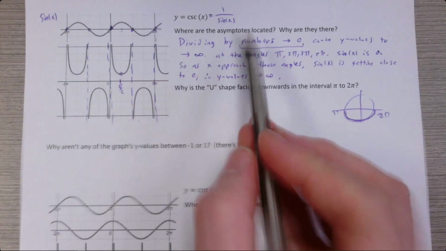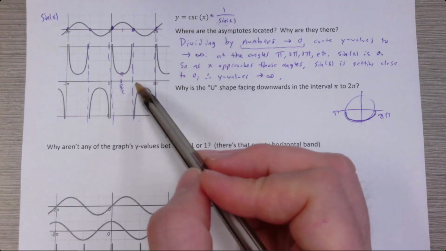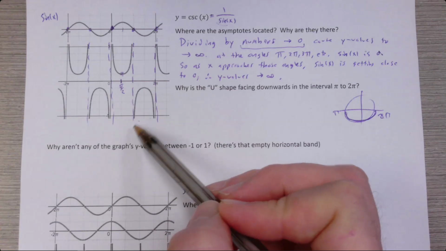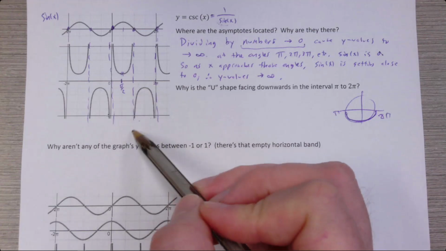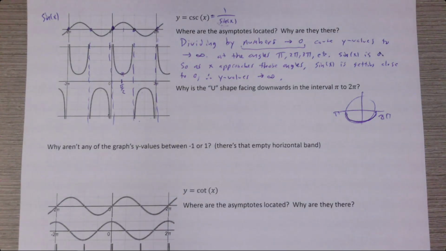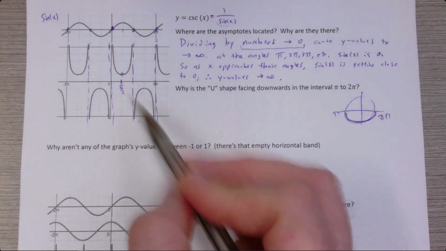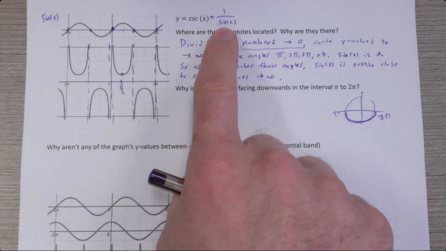So as we're dividing by smaller and smaller numbers that are forcing the y values to infinity, we know that all of those numbers are actually negative, and so it's forcing us to negative infinity on both sides here. So that's what's producing the U-shape. And that's also why the U-shape is facing downwards here, but upwards there. It's about whether or not the sine function is positive or negative.